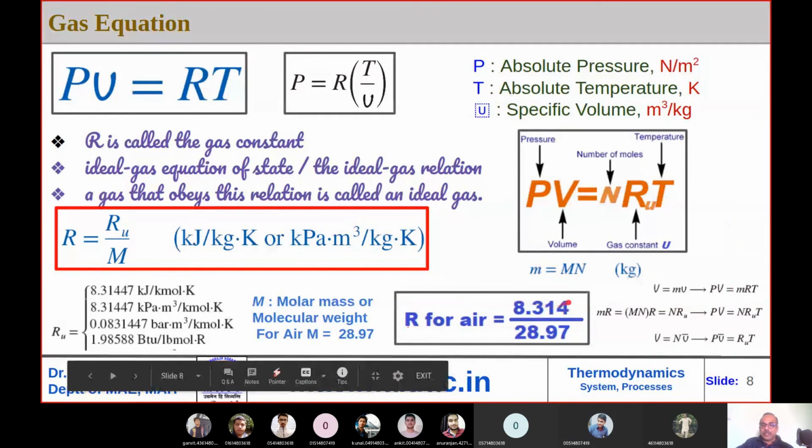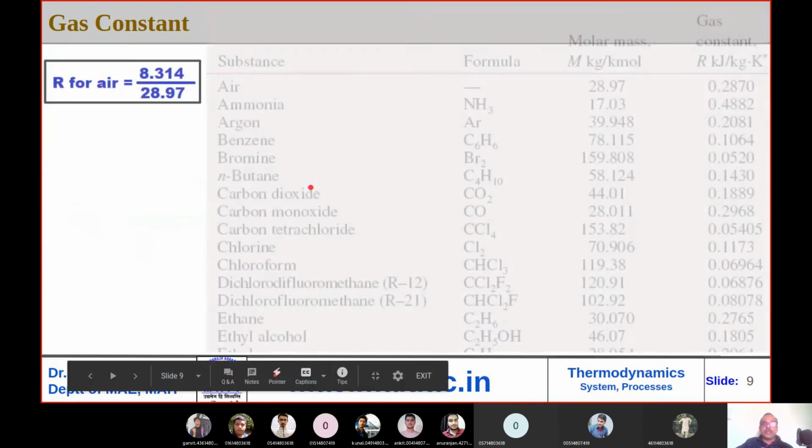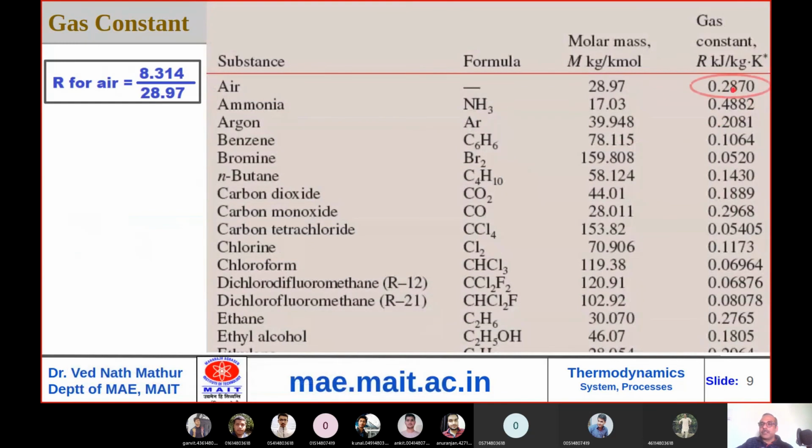So this value you should remember. R for air is 8.314 divided by 28.97. Of course, you can calculate, but the value for air is 0.2870. You got this value using this formula. And if you know the molecular weight of any gas, then divide 8.314 by that molecular weight, you will get gas constant R for different gases.